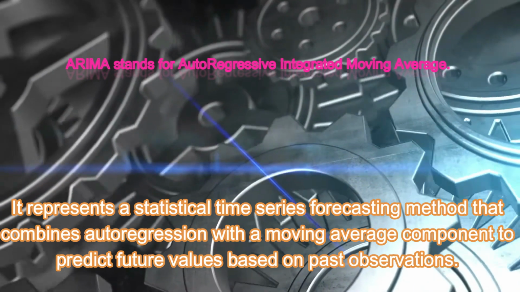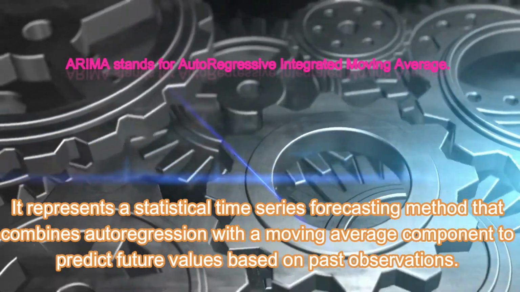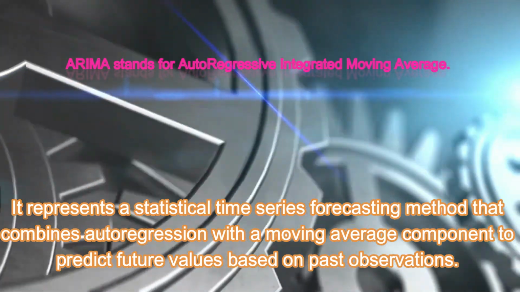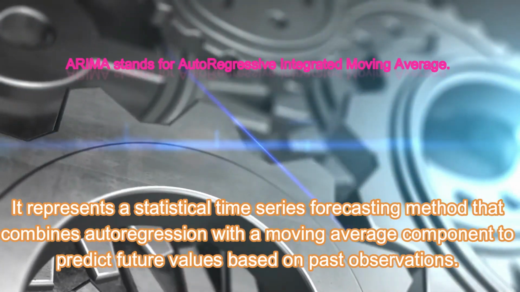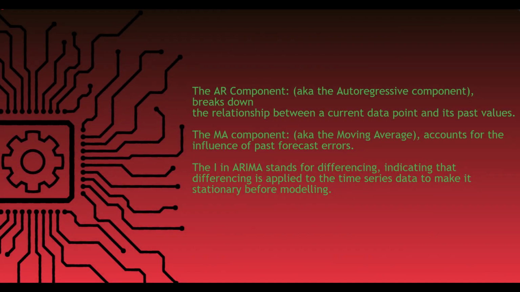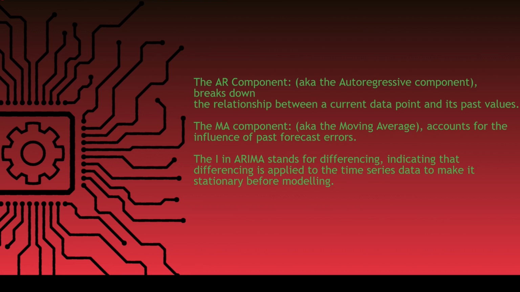Alright, so ARIMA stands for Autoregressive Integrated Moving Average, and it represents a statistical time series forecasting method that combines autoregression with a moving average component. So the AR component, or the autoregressive component, breaks down the relationship between a current data point and past data points. The moving average component accounts for the influence of past forecast errors. The I in ARIMA stands for differencing, indicating that differencing is applied to the time series data to make it stationary before modeling, and we're going to talk a little bit about that next.